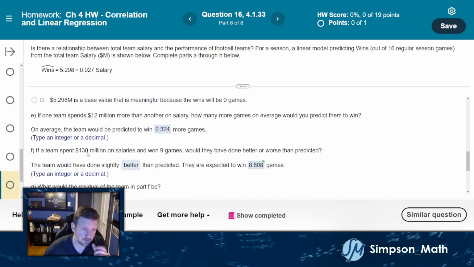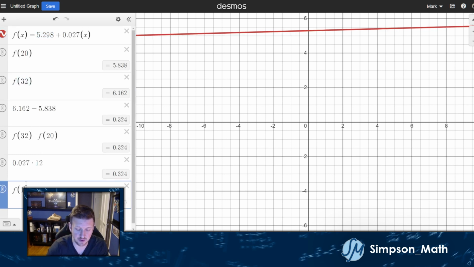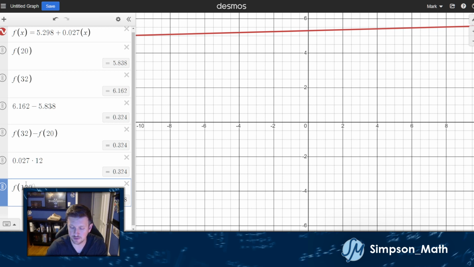If a team spent 130 million on salaries and won 9 games, would they have done better or worse than predicted? Well, let's plug in 130 million on salaries and see what they would get. So if there's 130 million, I'm just going to plug in 130. So I'm just going to do f of 130. Oops, you can't see that.